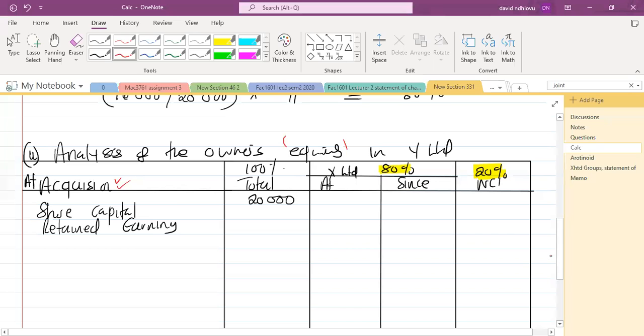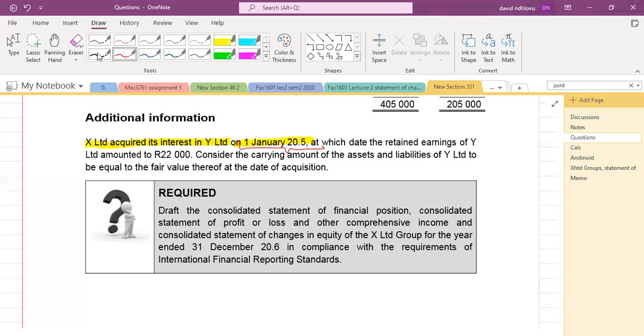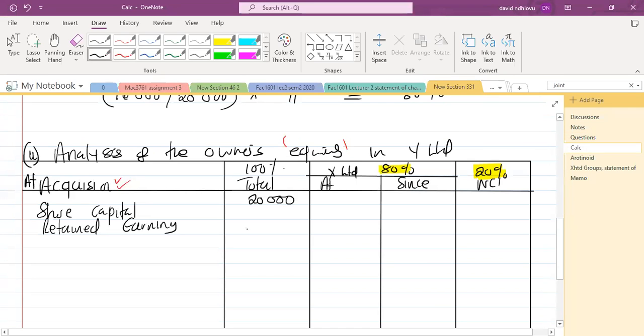So we need to look for the retained earnings on the day of acquisition, which is always given in the additional information, where they say X acquired its interest in Y Limited on 1 January 2025, at which date the retained earnings amounted to 22,000. So therefore, there was 22,000 in our retained earnings.